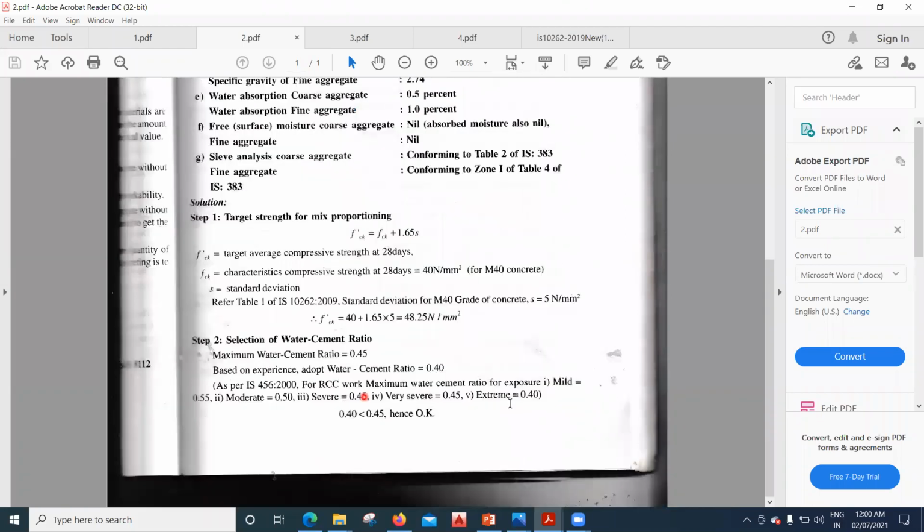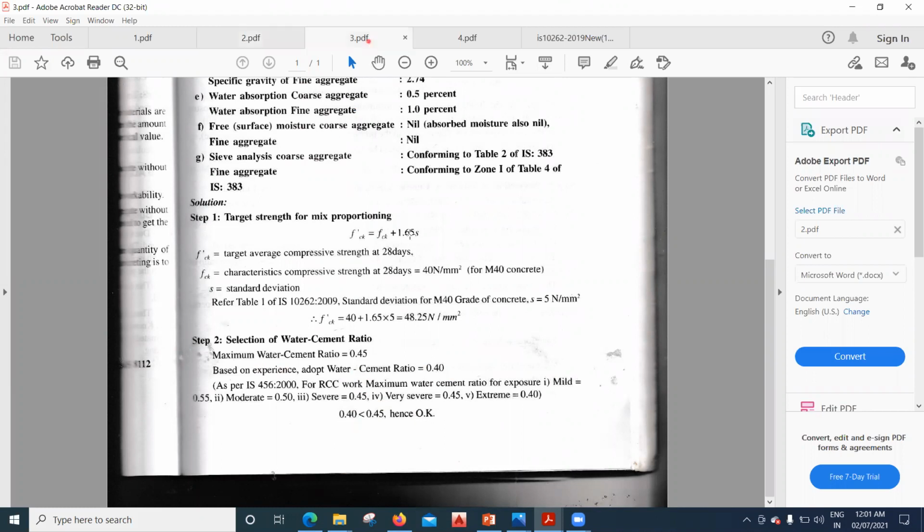So it is given that the maximum is 0.45, but we are adopting 0.40. My 0.40 is less than 0.45, hence it is okay, right? As far as possible, the maximum water cement ratio we adopt should not go beyond 0.45. That is where the code is restricting us. So we'll try to keep it within that limit. So it is 0.40 now.